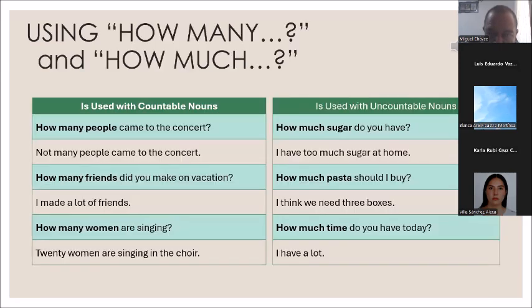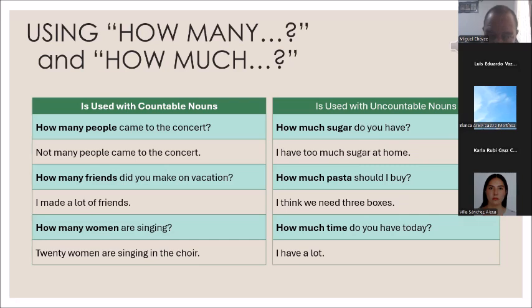Finally, to answer the questions how much and how many, certain quantifiers can be used with countable nouns like people, friends, women, others with uncountable nouns like sugar, pasta, time, and still others with all types of nouns, as we will see in these examples. How many is used with countable nouns?